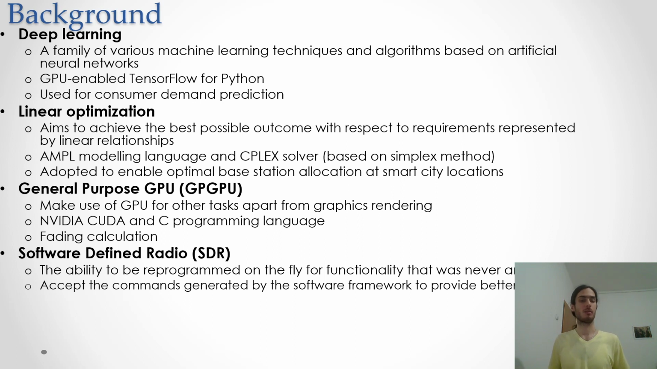GPGPU, actually general purpose graphical processing unit programming, makes use of hardware for graphics for some other tasks apart from graphic rendering. For implementation, we rely on NVIDIA CUDA and C programming language. And actually, apart from deep learning that is powered by GPU, we also leverage it for fading calculation to indirectly calculate quality of service this way.